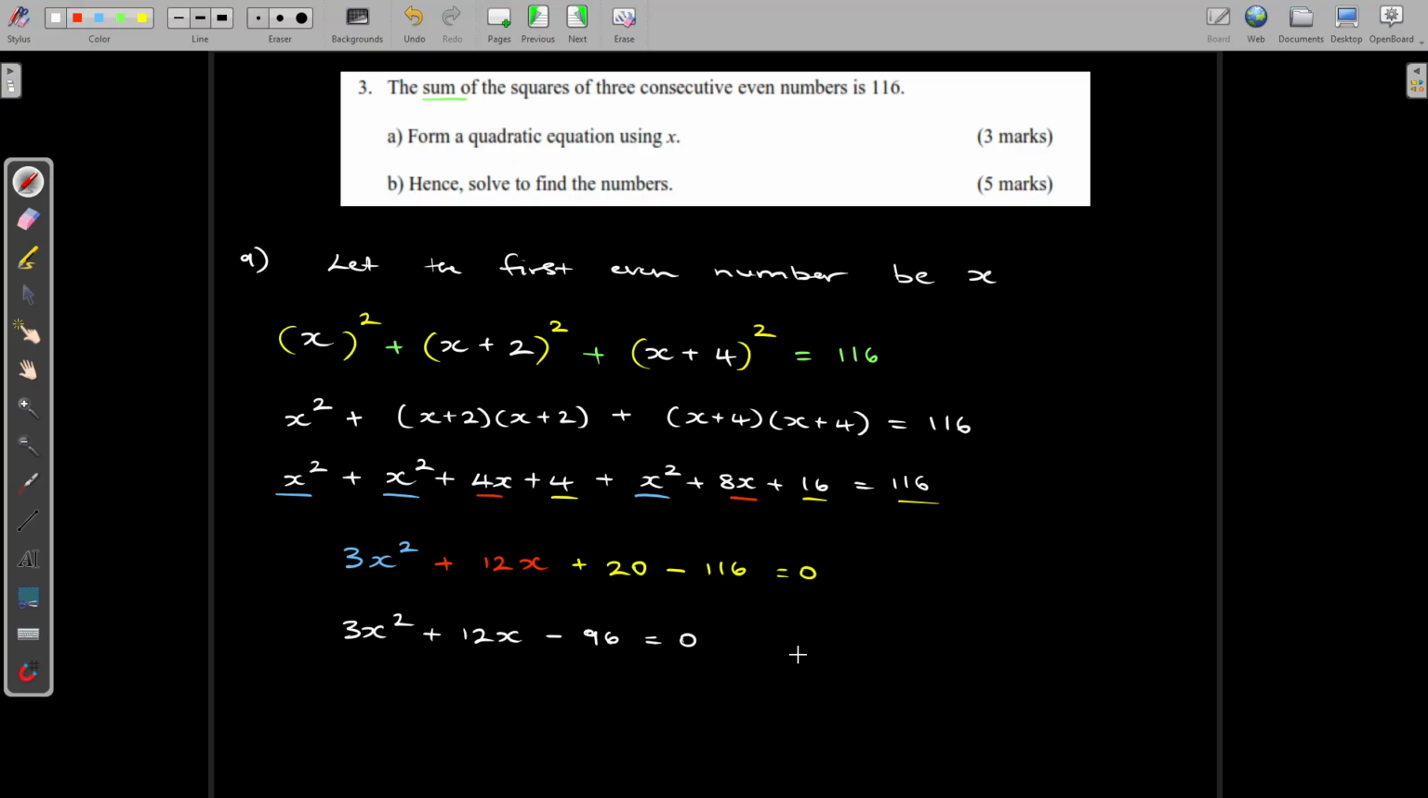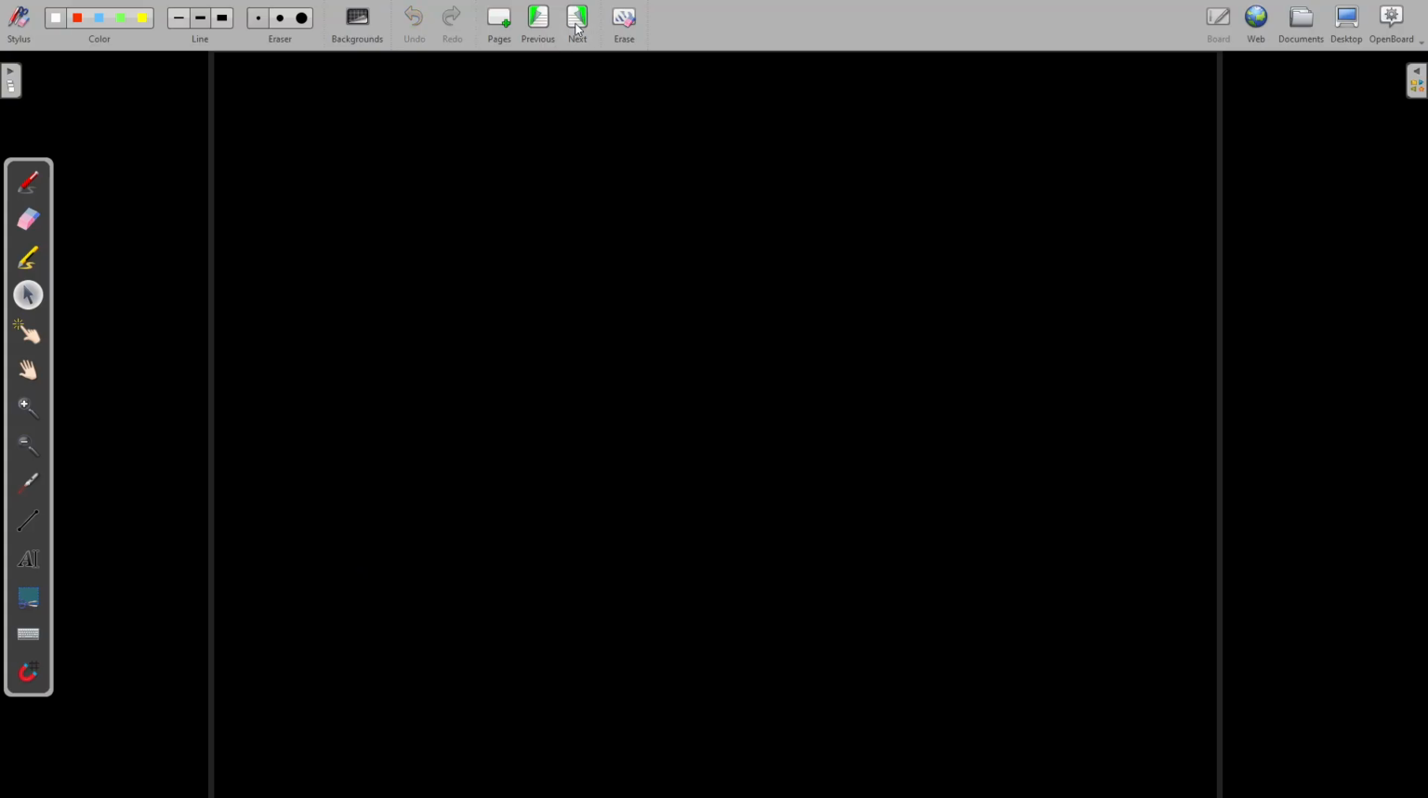So all we need to do now is solve this quadratic. This would be the first part of the question, where we form the quadratic using x, and this would be our 3 marks. The next part would require us to solve to find the numbers. So let's go ahead and solve.